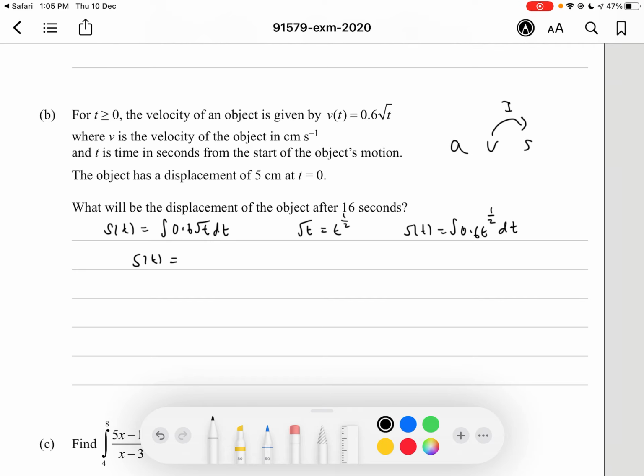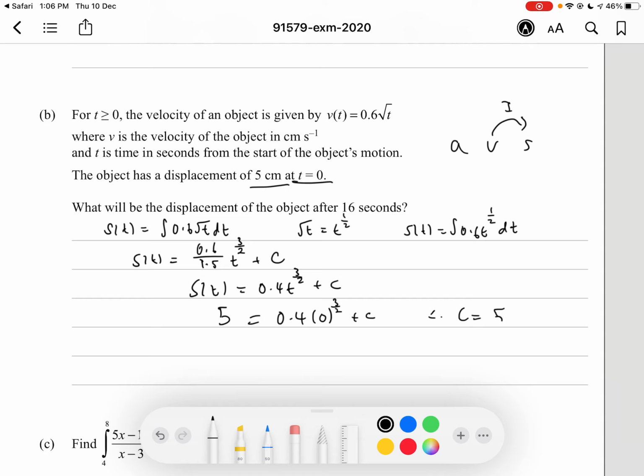So s of t is going to be 0.6 divided by 3 over 2, which is 1.5, and we're going to increase the power by 1, which is 3 over 2. And don't forget the constant of integration plus c. If we simplify this a little bit, this should give us s of t equals 0.4 times t to the power 3 over 2 plus c. So we know that when t equals 0, our displacement was 5 centimeters, so we can use that to find our c value. So 5 equals 0.4 times 0 to the power of 3 over 2 plus c. So therefore c equals 5.